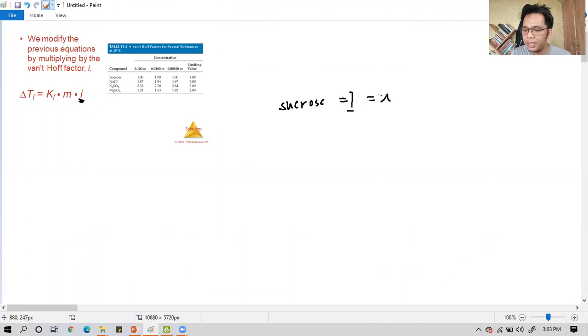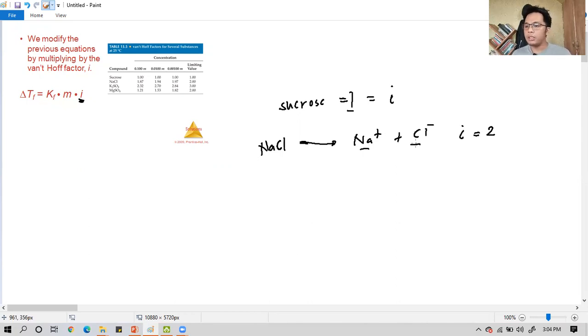Because sucrose is a non-electrolyte. When we say non-electrolyte, it has a formula of C12H22O11, and when dissolved in water, it will not yield any ions. Somehow, the sodium chloride here, when dissolved in water, will generate sodium plus chloride ion. So therefore, the van't Hoff factor value here is 2, because there are 2 ions present.